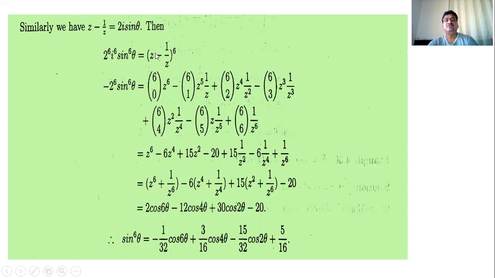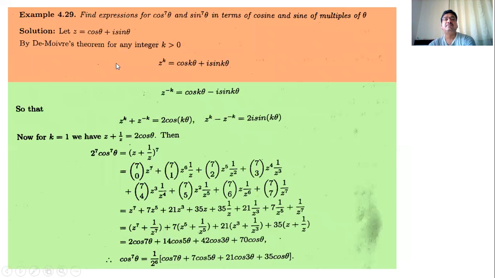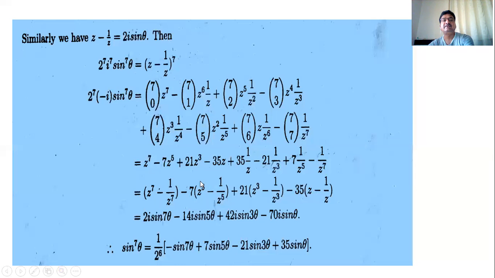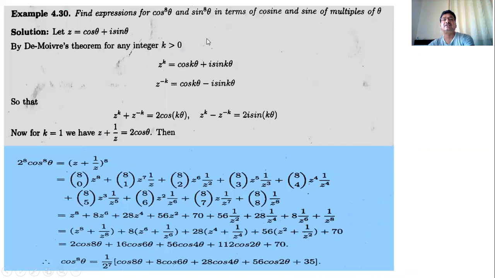And then the expression is what? Plus term, plus minus in this way. We have this expression and substitute the values. So this is cos raised to 7 theta and sin raised to 7 theta. That is, take the 7th power of both sides. Same type of example, 7th power. This is cos raised to 8 theta and sin raised to 8 theta.